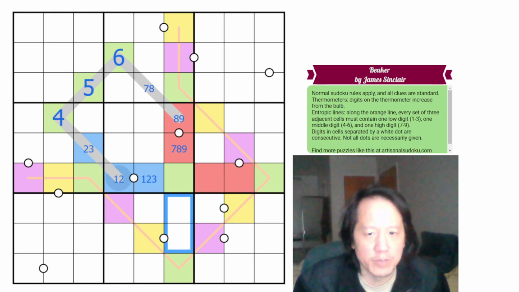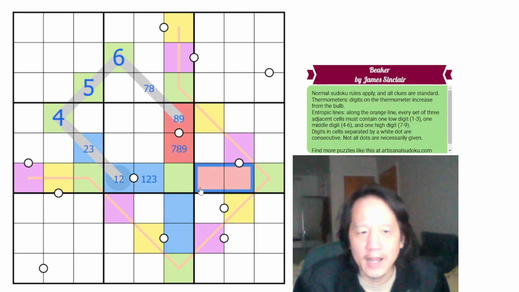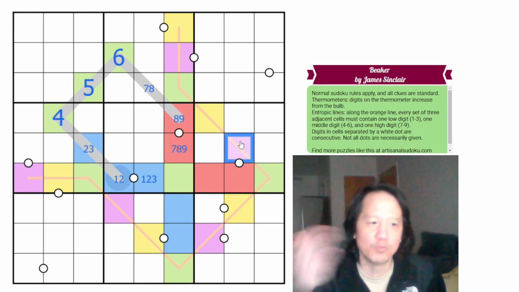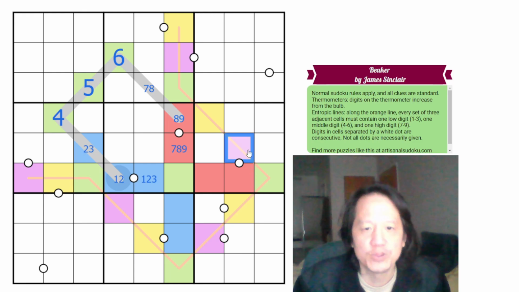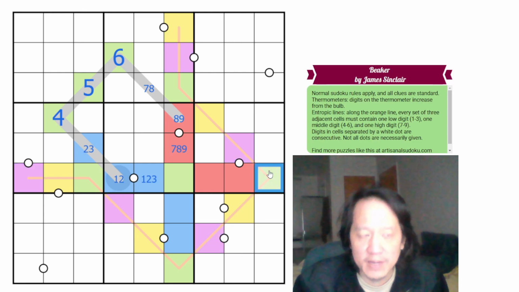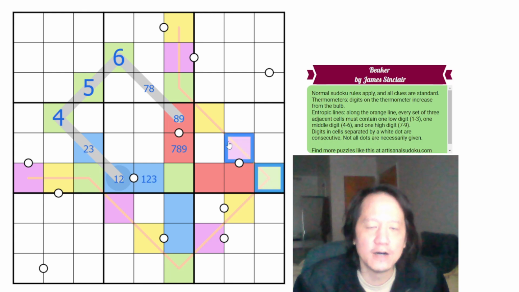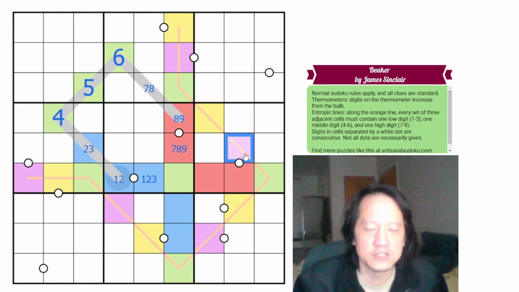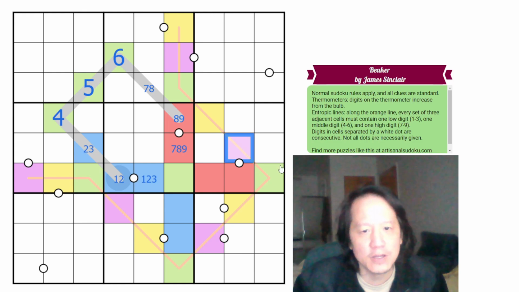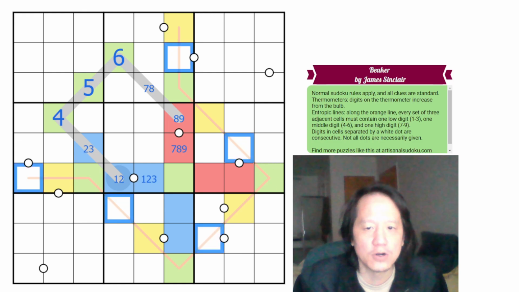And then similarly, both of these have to be low. Well, the thing is, a high digit can never be consecutive with a low digit, right? 7, 8, and 9 is not consecutive with 1, 2, or 3. Therefore, it can only be consecutive with another high digit or a middle digit, but we know that of these digits here, we already have accounted for where the middle digit is. So this is either high or low, cannot be low, therefore the pinks are all highs.